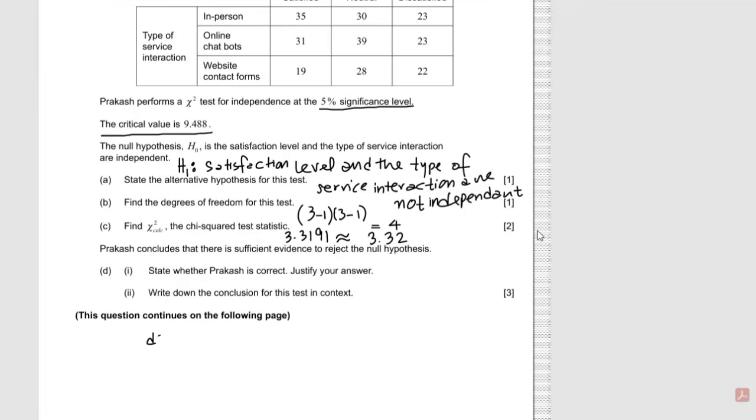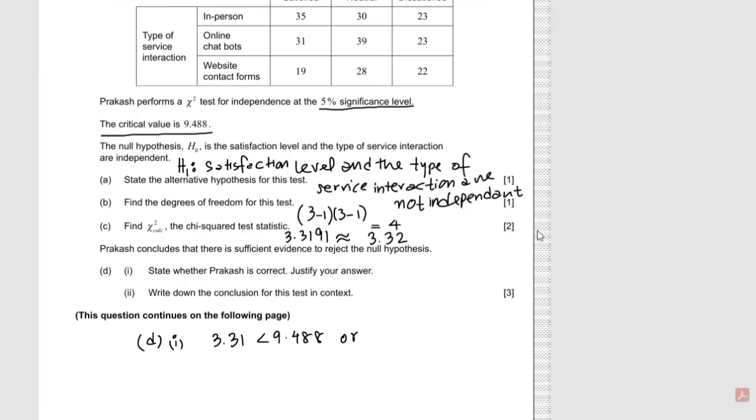So for part D1, there are 2 ways of accepting or rejecting the null hypothesis, right? So first of all, you can see that my chi-squared value is less than the critical value. So this is one way. When your chi-squared value is below your critical value, you do not reject H naught. There is insufficient evidence to reject H naught. So we cannot accept the alternate hypothesis.